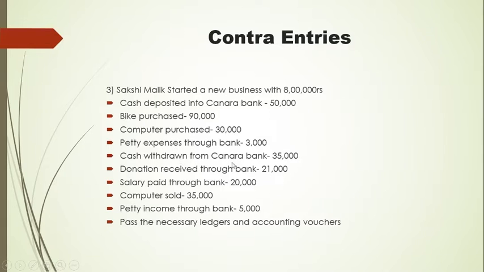Cash withdrawn from Canara Bank. It comes under contra entry. Donation received through bank. Donation received is an indirect income. Salary paid through bank. Salary paid is an indirect expense. Computer sold 35,000. Computer is a fixed asset. Petty income through bank. Petty income through bank is an indirect income. Pass the necessary ledger and accounting voucher.